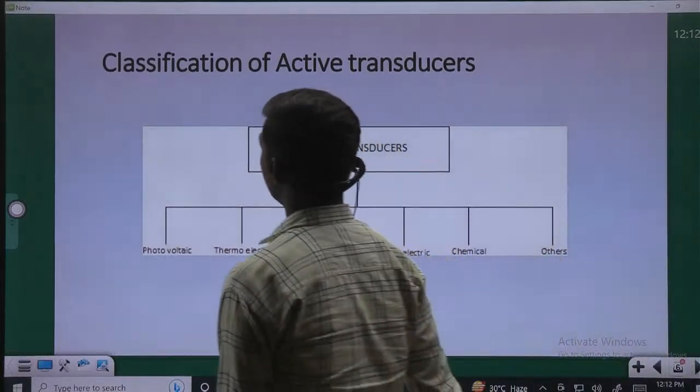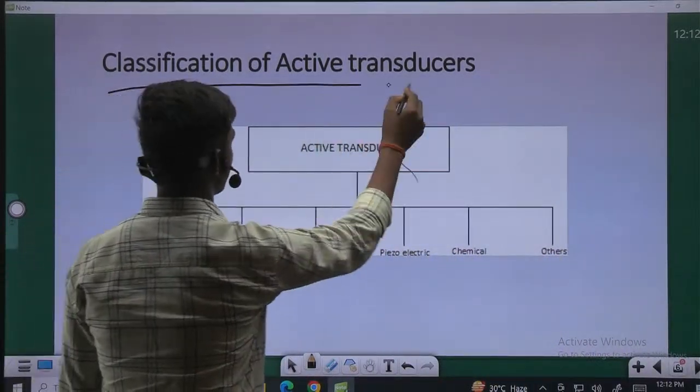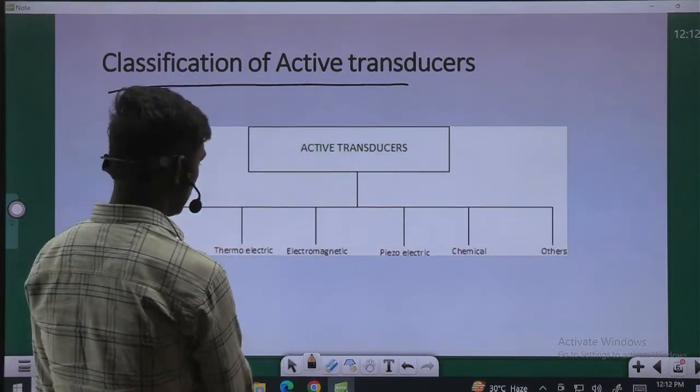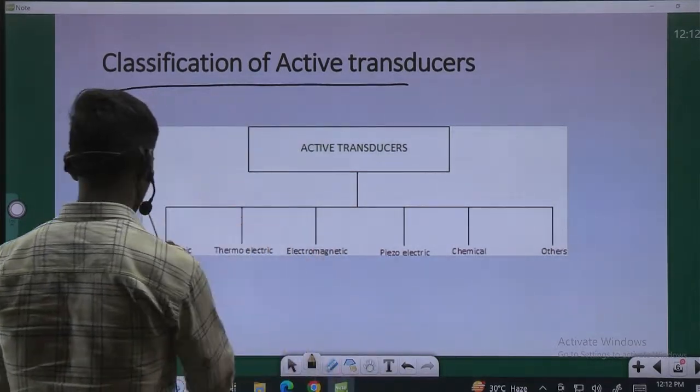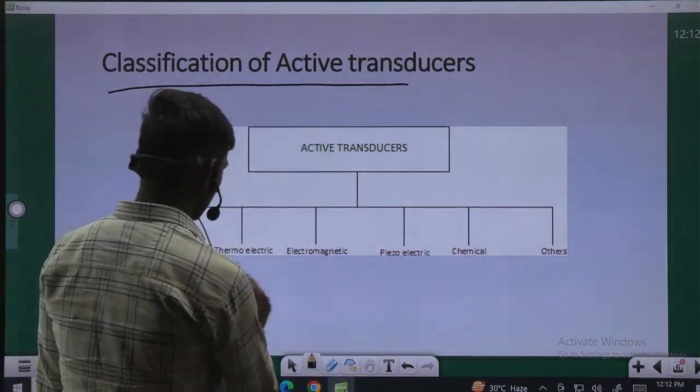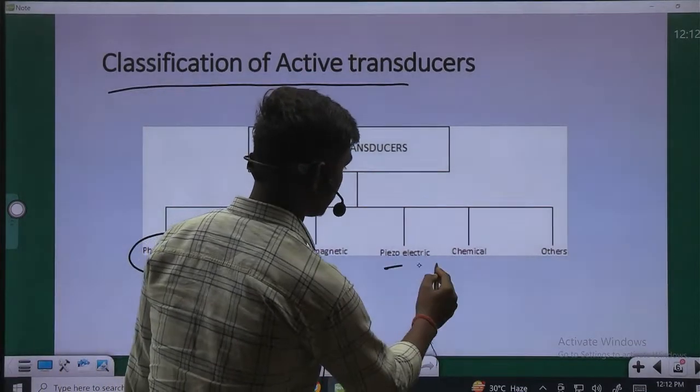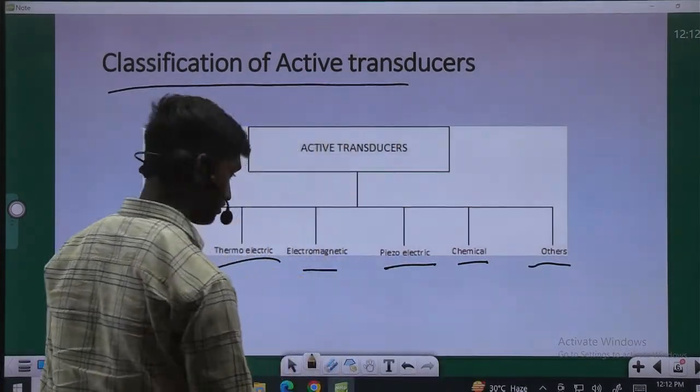Now we will see the diagram of classification of active transducers. In active transducer, there are 6 types. Maybe there is photovoltaic, thermoelectric, electromagnetic, piezoelectric, and chemical, and another one.